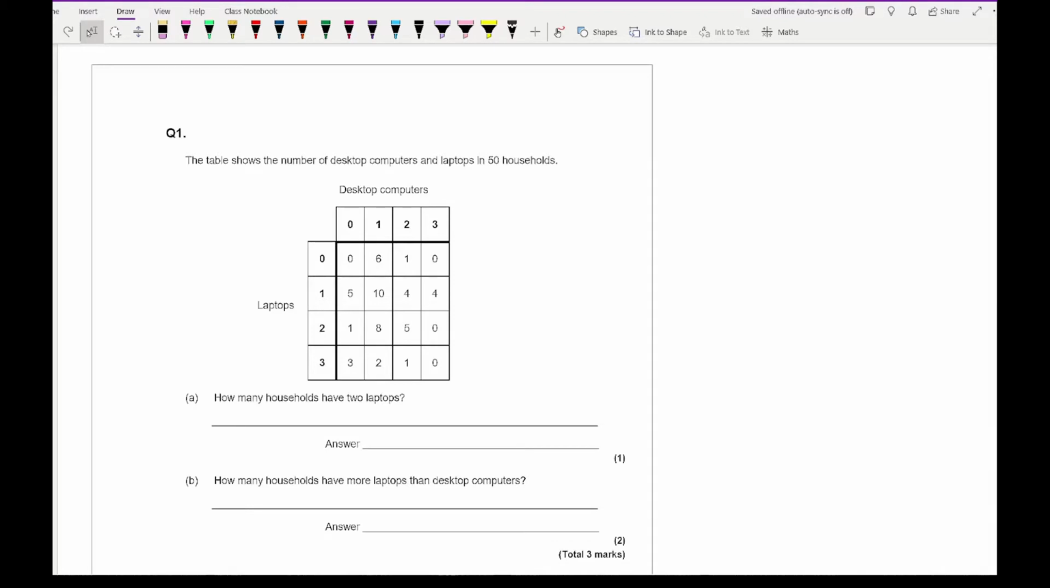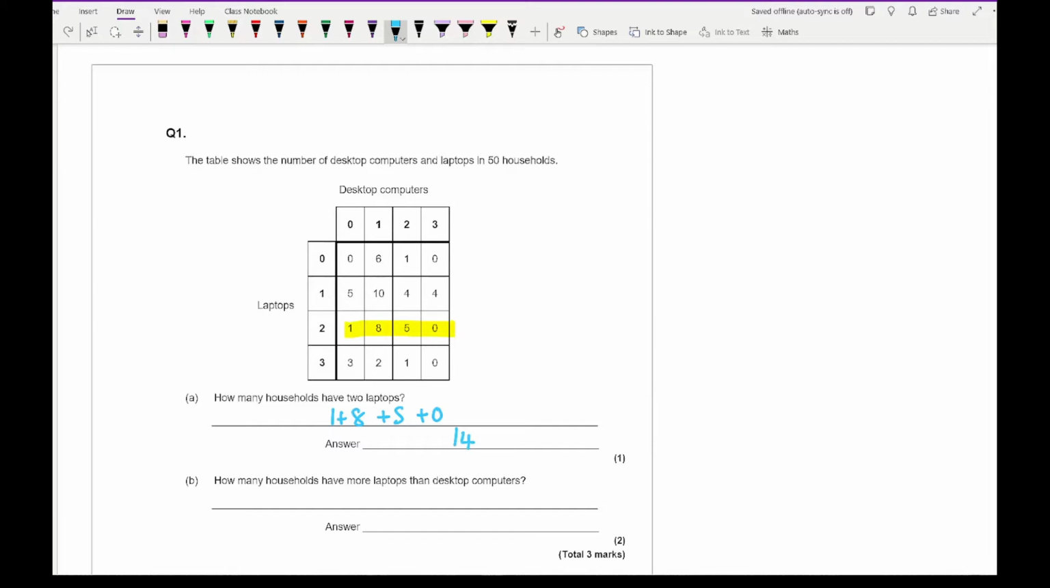So looking at question 1, it says the table shows the number of desktop computers and laptops in 50 households. And question A says how many households have 2 laptops. So what we want to do on this two-way table is first of all find 2 laptops, which is this column here, and we want to be adding those numbers up. So I've got 1 plus 8 plus 5 plus 0, which gives me an answer of 14.